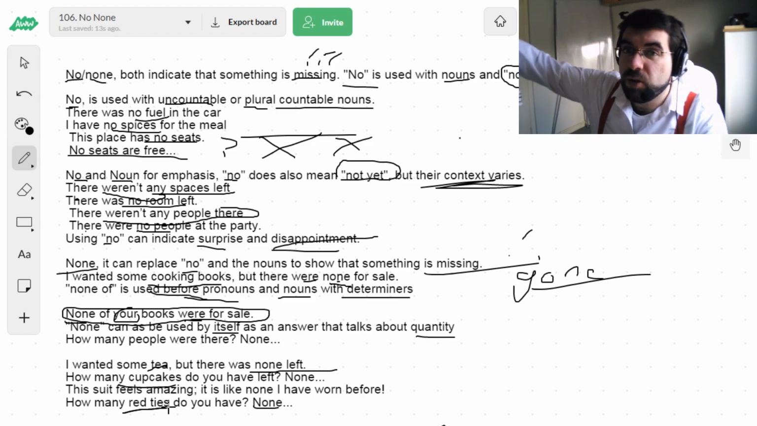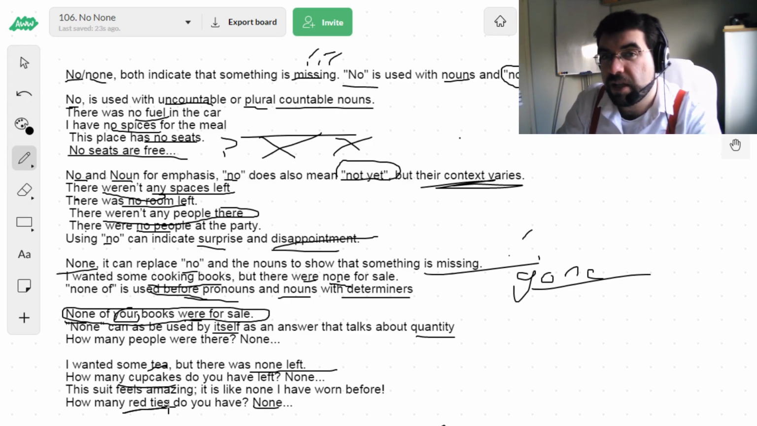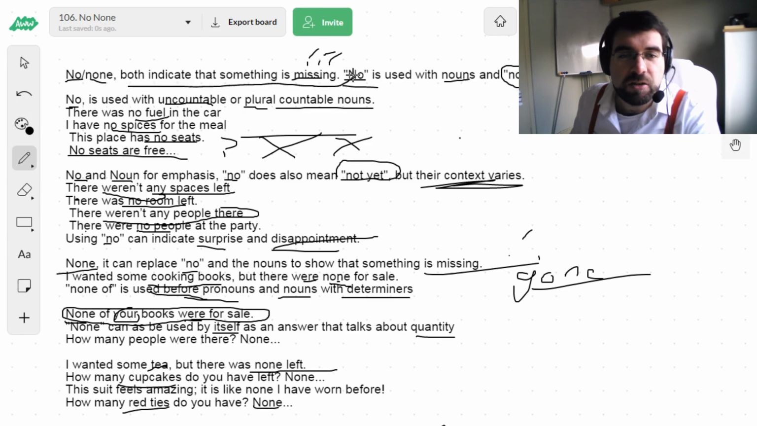But I have no books here how to learn Spanish. I think I have one about German. What about no books about Spanish and very few about English? So no and none both indicate something is missing, and it's not there.